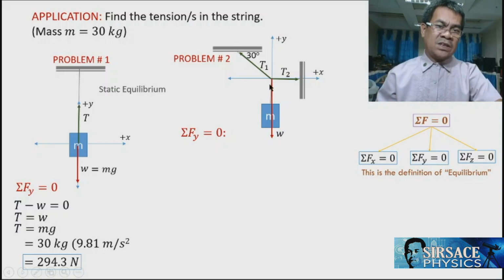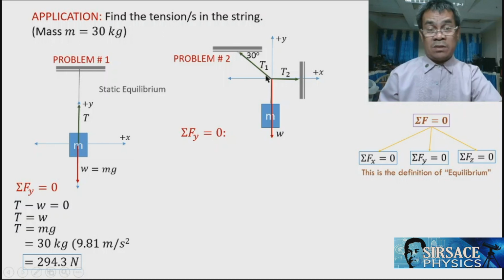Our weight is directly downward, so this should be negative W. T1 has a component along Y, and a component along X. So if you sum up all forces along Y, we need only to consider the weight and the component of T1 along Y. T2 has no component along Y, so the component of T2 along Y is 0.